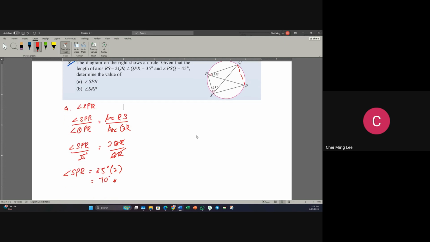Now it wants you to get the angle of SRP. SPR, you already get it, so this one is 70. And he wants you to get the SRP here. All right, so first we make it like this.